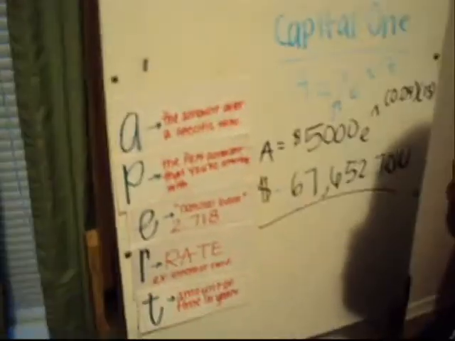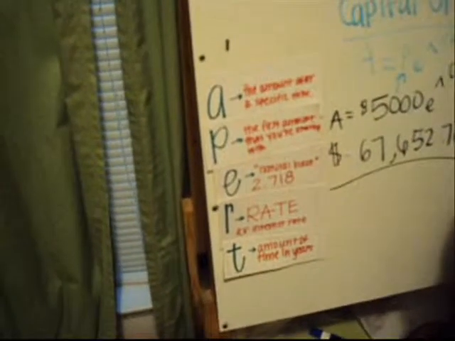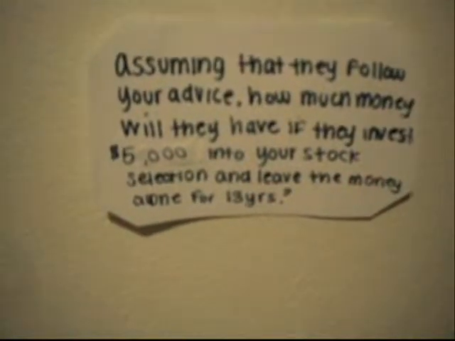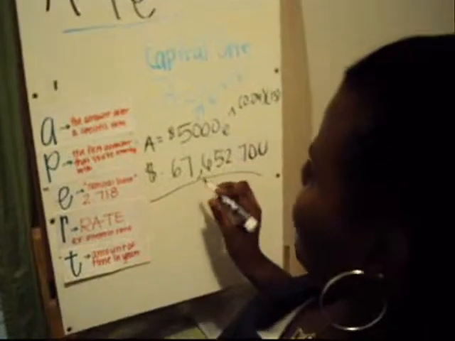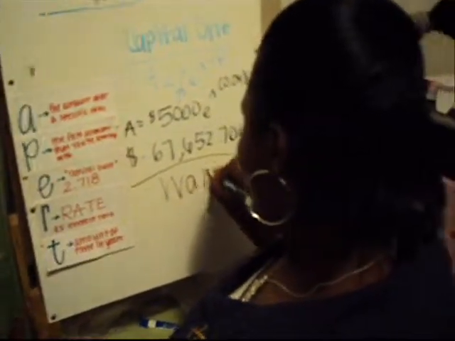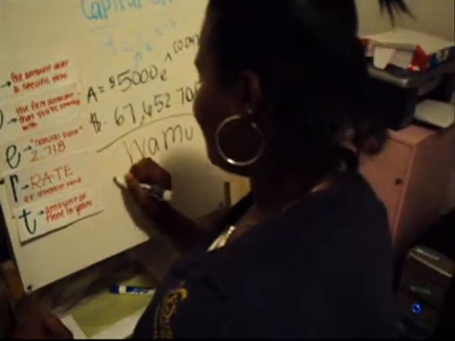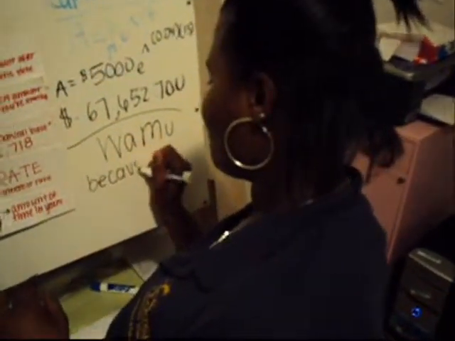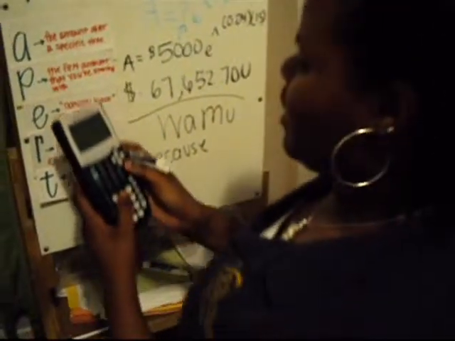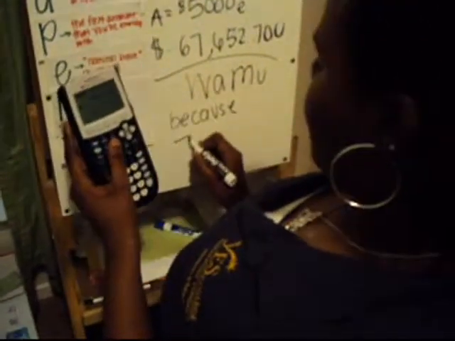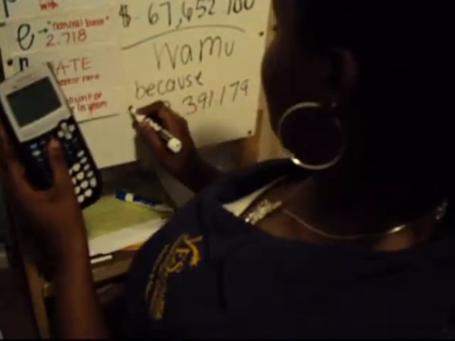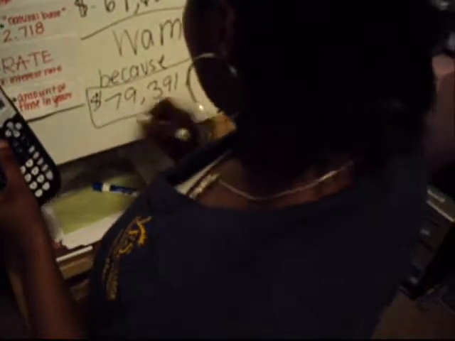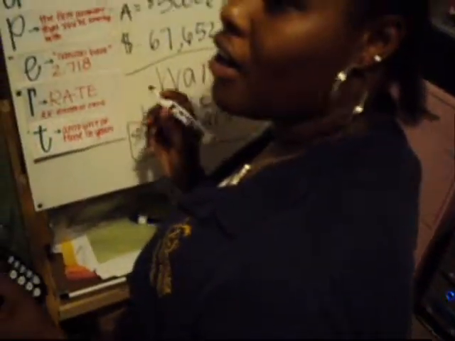And for your answer, in answering the question, assuming that they follow your advice, how much money would they have if they invest $5,000 into your stock selection and leave the money alone for 13 years? The answer would be WAMU, because going back to your calculations, $79,391.179 is bigger than Wells Fargo and Capital One.